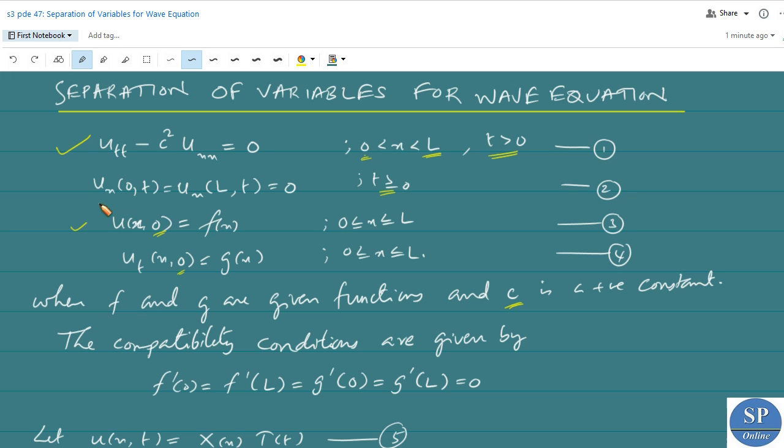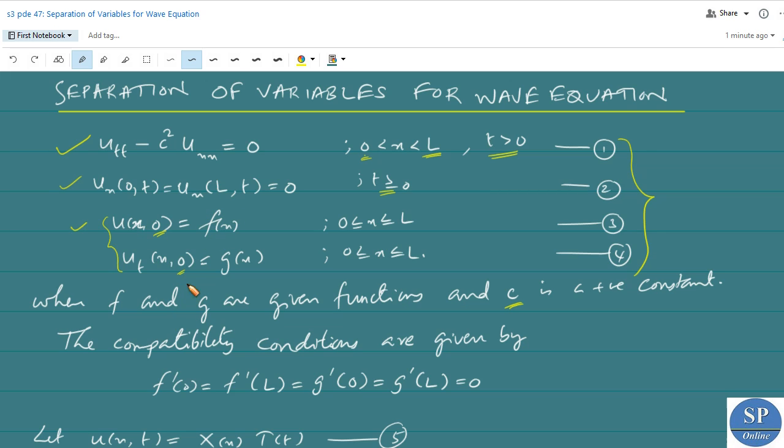So we already discussed in the previous lecture that this type of boundary conditions are called Neumann boundary conditions. Now these equations 1 to 4, that means this wave equation along with the initial and boundary value conditions, these two are initial conditions and these are the boundary conditions. Now this is a linear homogeneous initial boundary value problem.